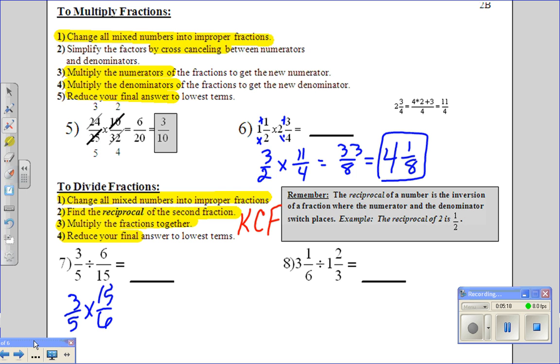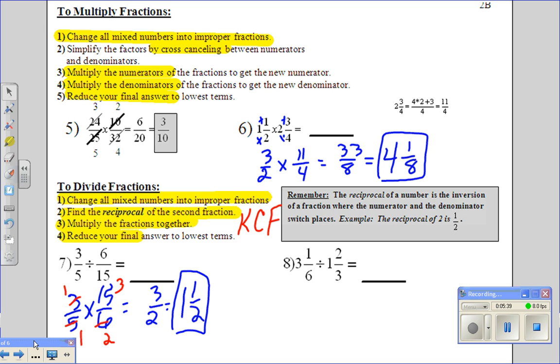So I can divide 3 and 6 by 3 and get 1 and 2, and I can divide 5 and 15 by 5 to get 1 and 3. So now when I multiply straight across, it's already in reduced form other than converting it back into a mixed number. So that's your final answer there.